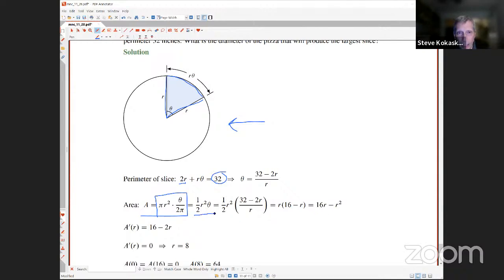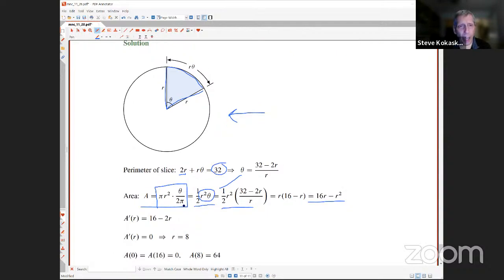There's my expression for area. But wait, it's got two variables in it. So I'm going to substitute for theta in my expression in R, with a little bit of simplification. And son of a gun, after all that work, this reduces to a pretty easy expression for area in one variable, R. Beautiful.